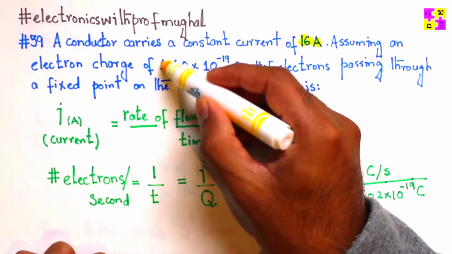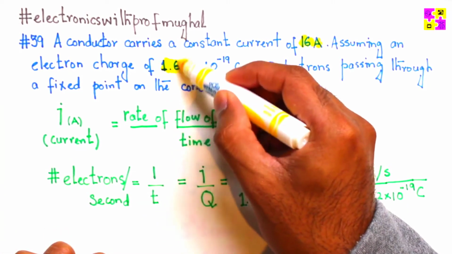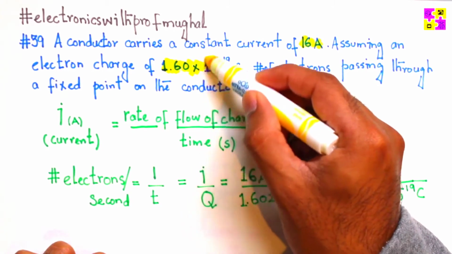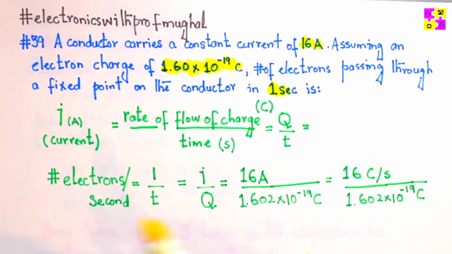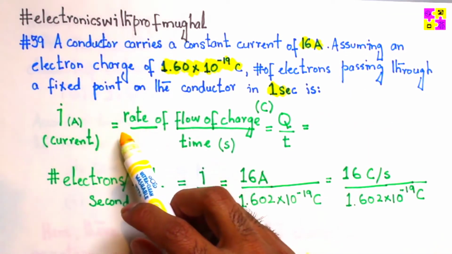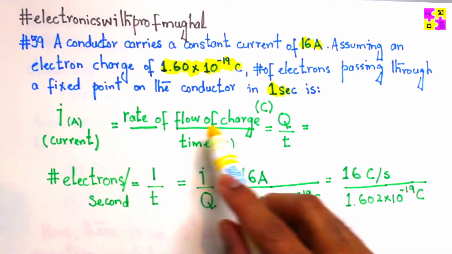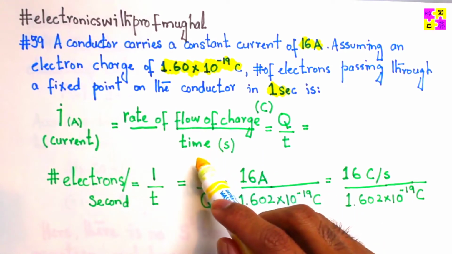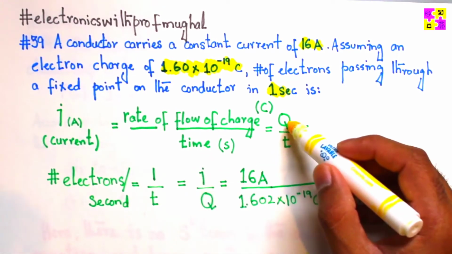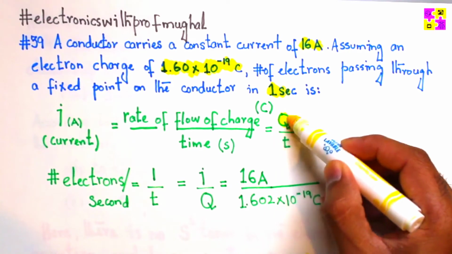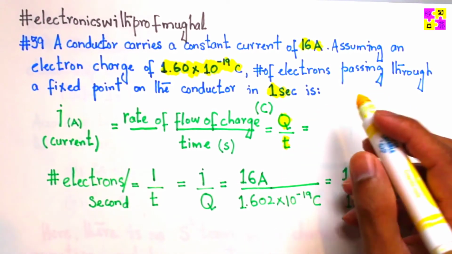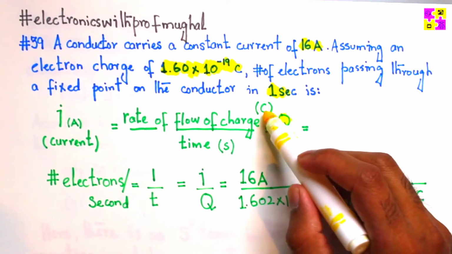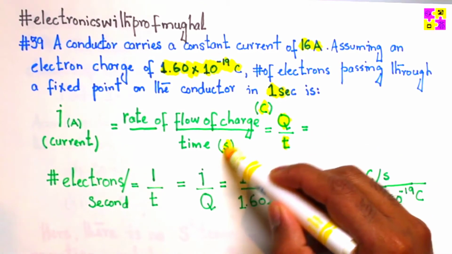Okay, so these are charges. Electrons are negatively charged particles. They carry a charge which is equivalent to this. And we know from a very famous equation from physics that current equals the rate of flow of charge over time, which can also be expressed as Q over T, where Q is the charge, the rate of flow of charge, and T is the time. Q has a unit of coulomb and time is in seconds.